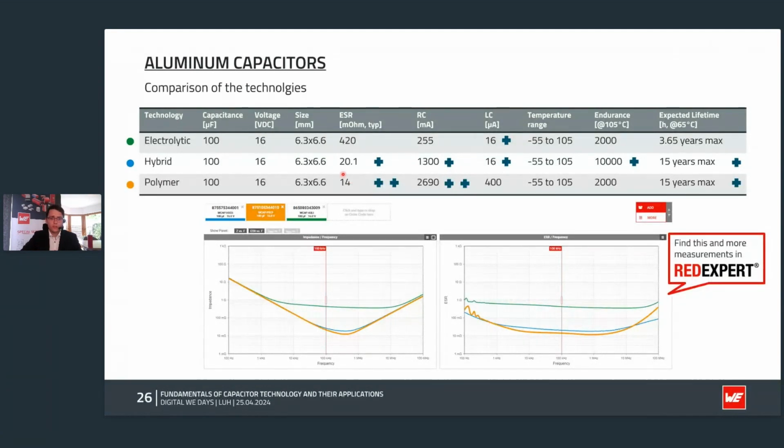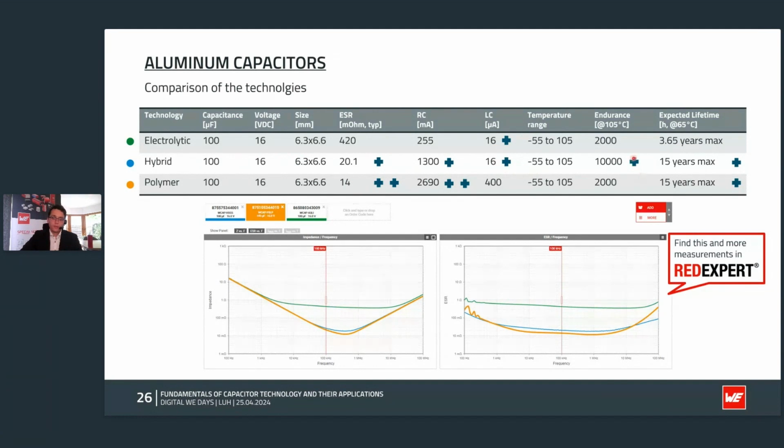If we talk about hybrid, then you can see that the ESR is also very small, comparable to polymer capacitors, but the ripple current is not as high as polymer capacitors for this specific part. If we talk about the leakage current, there's a big benefit of electrolytic and hybrid ones. As I mentioned before, hybrid ones also have the ability to repair the oxide layer, which in the end means the leakage current can also be reduced over time.